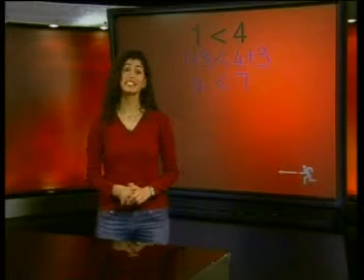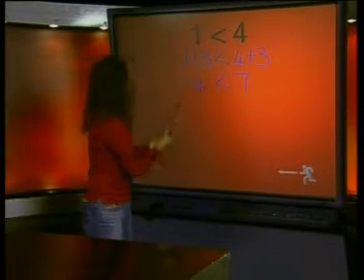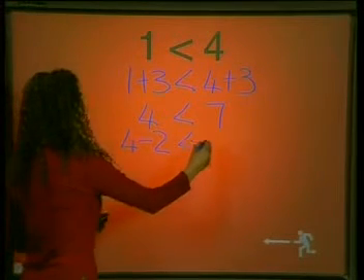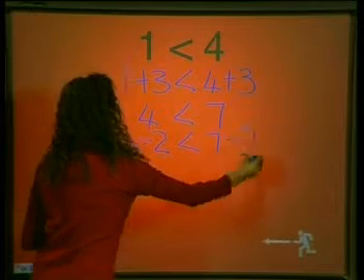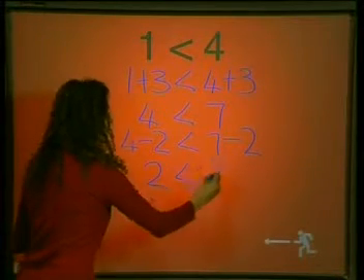Now, what happens if we subtract 2 from both sides? So, we're going to say 4 subtract 2 is less than 7 subtract 2. And we end up with 2 less than 5. Yes, this inequality is still true.